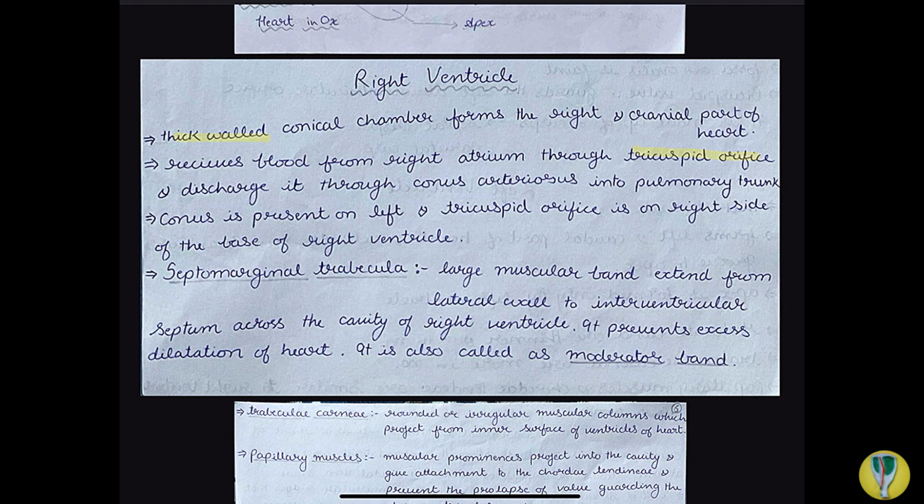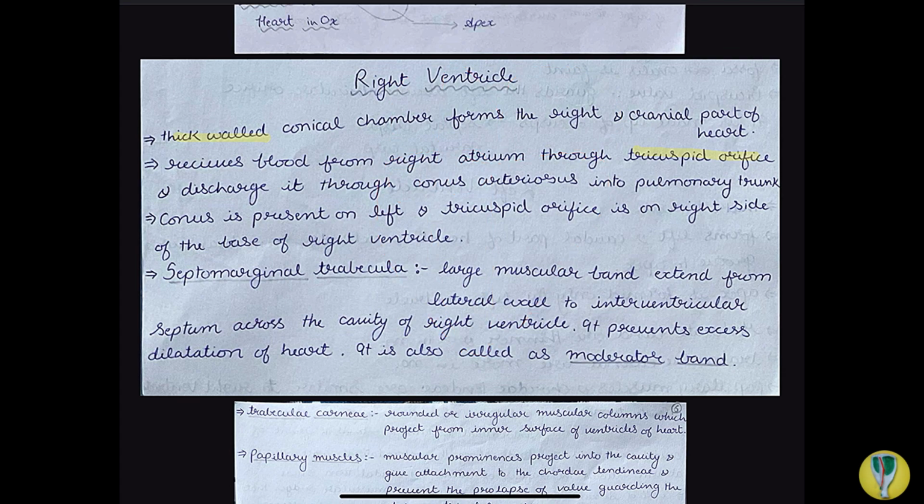of the heart. So when you are dissecting the heart, so these are the four chambers. Suppose you are cutting like that. So you will see there are two valves, one on the right side and one on the left side of the right ventricle. So on the left side we have the conus arteriosus, on the right side we have the tricuspid orifice.